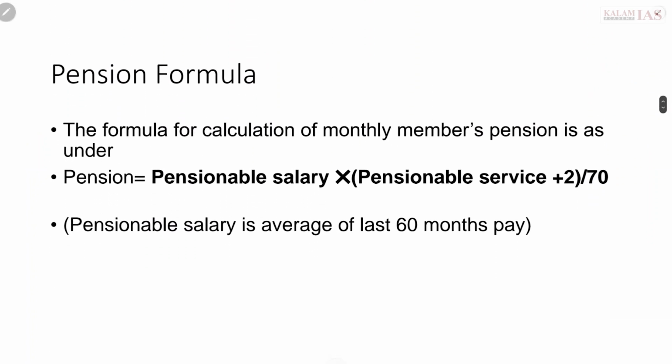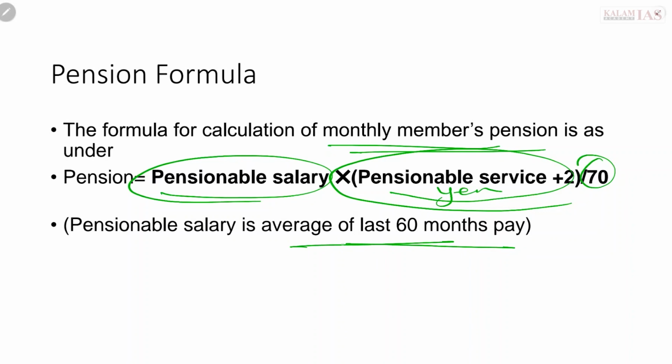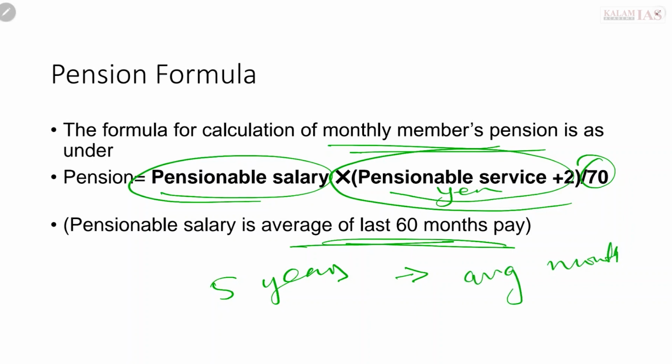The formula for pension is as follows, because you have to calculate the member's monthly pension. It is pensionable salary into pensionable service, pensionable years in service plus 2, upon 70. So pensionable salary is average of last 60 months of pay. Last 5 years whatever you earned, the average monthly pay is the pensionable salary that you multiply into number of years of service plus 2 and then divide the whole by 70.